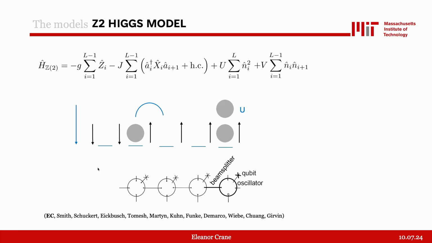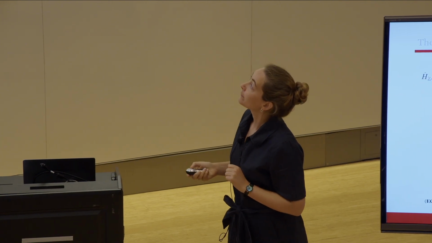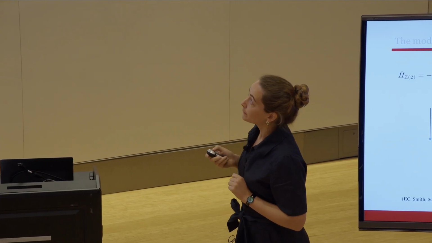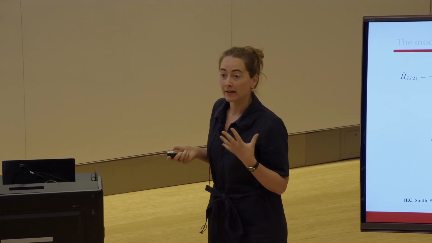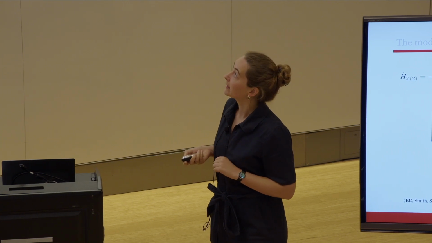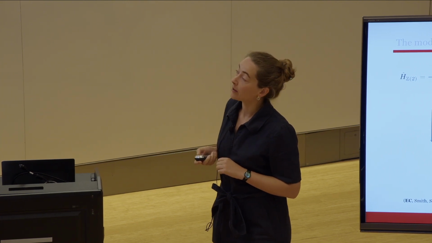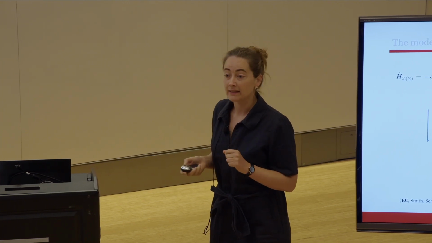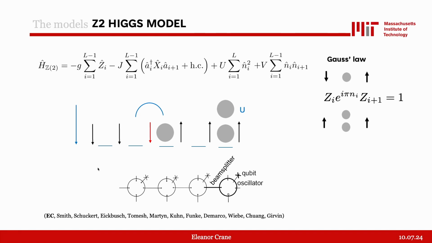So you can see the first term, that's just a field term, trying to align all the spins in the same direction. The second term, hopping, is basically every single time a boson hops from one site to the next, it flips a spin. And the on-site term, U, is an energy penalty if you have multiple occupancy. And we can even consider an extra term, the bosonic density-density interactions.